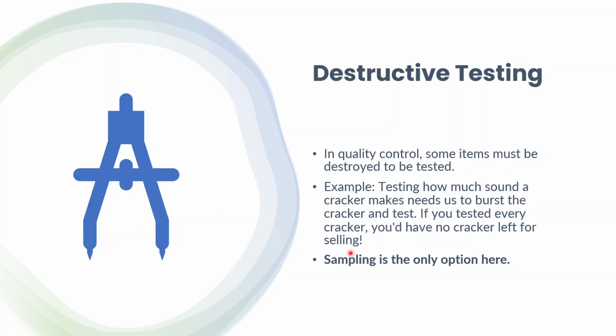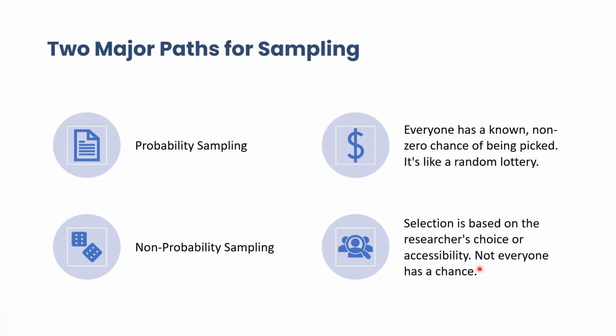You will randomly select certain crackers in the manufacturing process. Every here and there, you will pick one cracker and you will try to burst it and check whether the quality is good or not. So sampling is the only option available here. If at all you have destructive testing procedures, then sampling is compulsory for us.